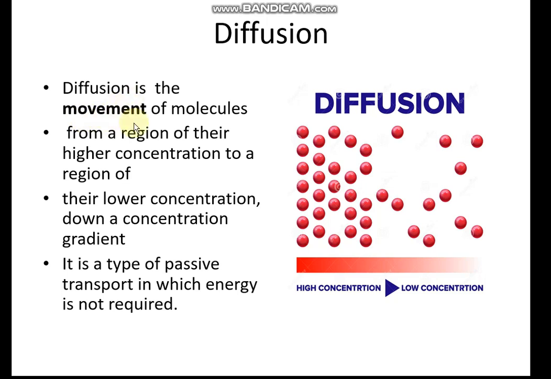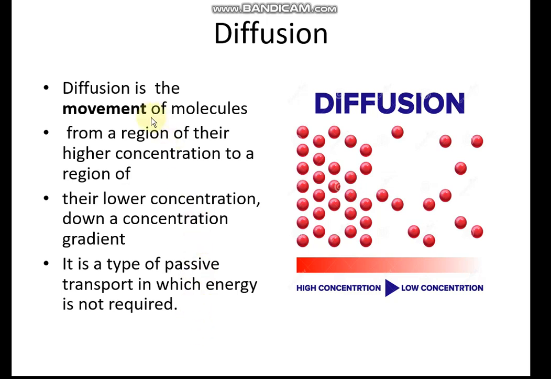Diffusion is the movement of molecules from the area of their higher concentration to the area of their lower concentration. This movement from higher to lower concentration is also called down a concentration gradient. And in this process, energy is not required. Like if we recall the example of air freshener, when the person sprayed air freshener in the room, after some time the air freshener molecules spread in the entire room, and that process did not require any energy. So this is a type of passive transport. Passive transport means that energy is not required.